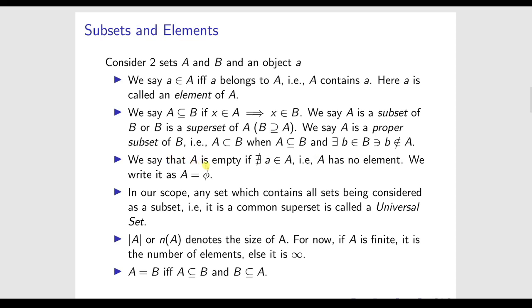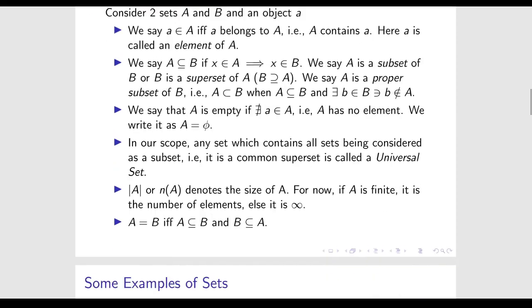We say that A is empty if there does not exist any a belonging to A, that is A has no element. We denote this set as phi and call it the null set or the empty set. Now in our scope, any set which contains all sets being considered as a subset, that is, it is a common superset of every set, is called a universal set. By this notation or n(A), we mean the size of A. For now, if A is finite, it is the number of elements, else it is infinity.